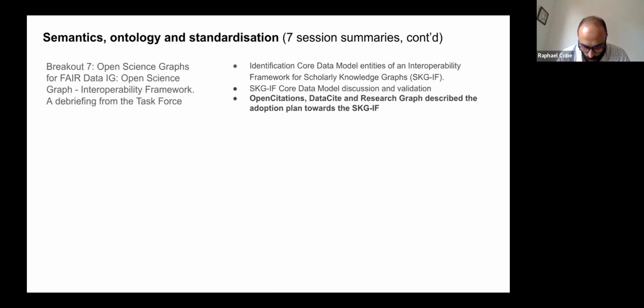Next, the last one is the Open Science Graphs for FAIR data interest group. They reported that they are identifying core data model entities, at least the entities for the core data models for the framework for scholarly knowledge graphs. And they are opening that core data model for discussion and validation.